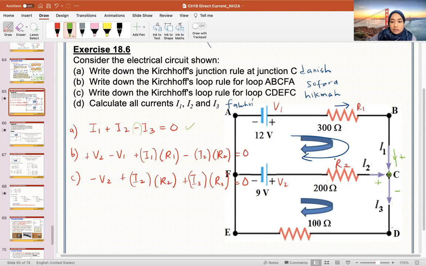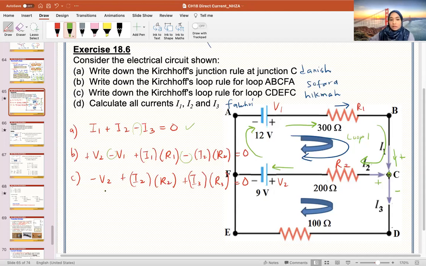And then B is the first loop. This is loop number 1. Safara started from down here. She saw positive V2 first, and then she saw negative V1, and then she saw I1 times R1, and then she saw I2, but I2 was going in the opposite direction to her loop. So it's a negative I2 R2.